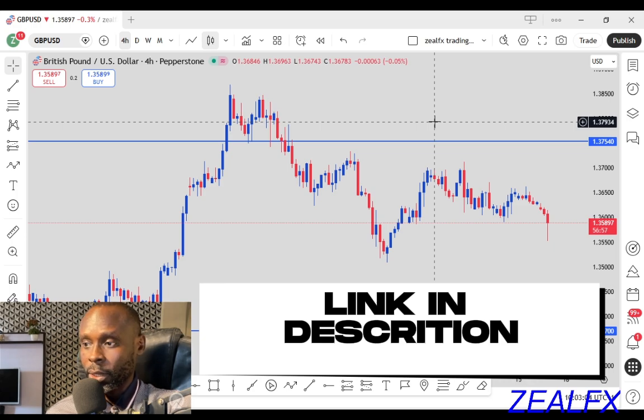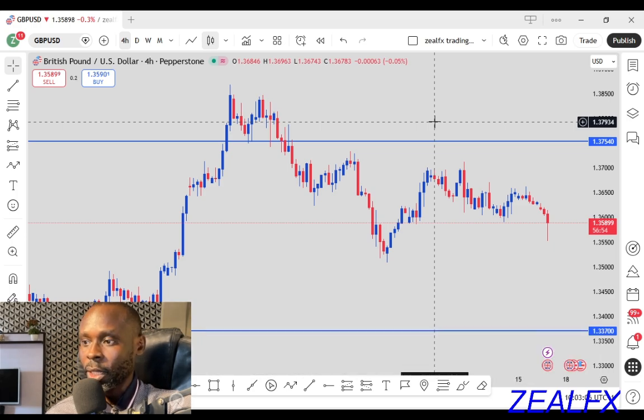So take advantage of this trade and let's see how this particular setup will play out.